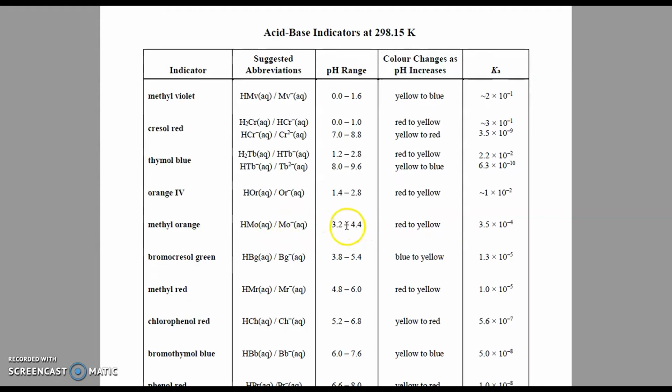We can have some solutions that end up in the middle of the range. So let's say that we have some unknown solution that has a pH of 3.7. Well, that's in between 3.2 and 4.4. So all that really is going to mean is that I'm going to have a little bit of red and a little bit of yellow mixed in. And so I should see an orange color for that solution, because a little bit of red mixed with a little bit of yellow is going to give me orange. And that's really it. You could do this with any indicator.